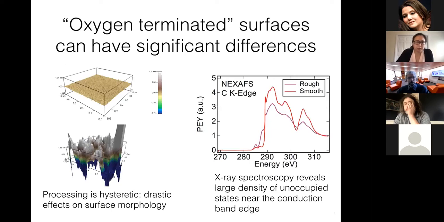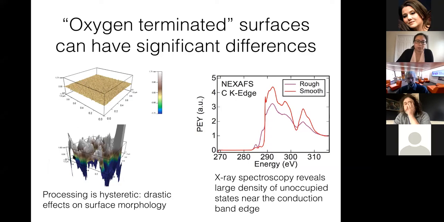So just to give you a small flavor of the kinds of things that we figured out in this project, one thing that we sort of immediately realized was that many people in the community were using oxygen terminated surfaces to stabilize the NV charge state, but that different oxygen terminated surfaces can be very, very different from each other, even with the same nominal processing. And in particular for diamond, one of the big challenges is that processing is very hysteretic because you have very anisotropic etch rates for most processes. So for example, if you start with two different surfaces that have very slightly different surface roughness, and you put them through exactly the same processing like oxygen annealing, you can end up with very, very drastic changes in surface morphology for the final surface.